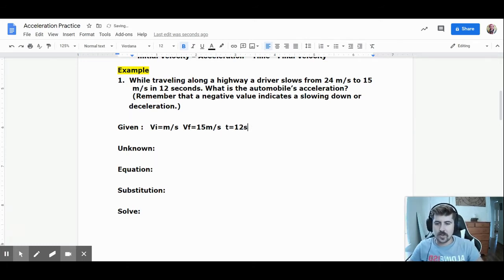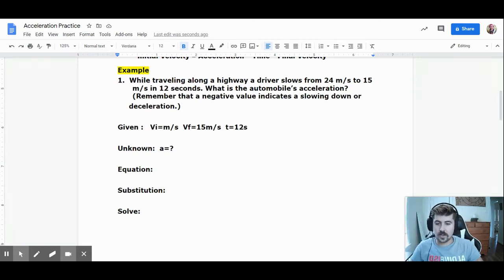Okay, so now we have all of our givens. Next, we need to figure out what the unknown is. So it's asking us what is the automobile's acceleration. So that means the acceleration is what we're looking for. So we'll put a question mark there for acceleration.